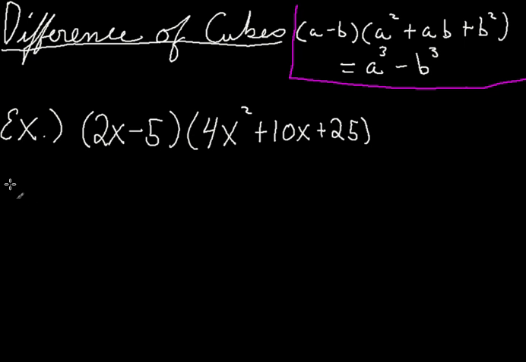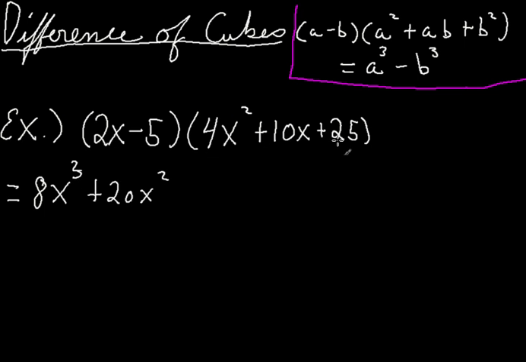But again, we're just going to distribute and see what happens. 2 times 4 is 8, so we got 8x squared. 2 times 10 is 20, so we have 20x squared. I apologize, this should have been cubed. I just now see that.